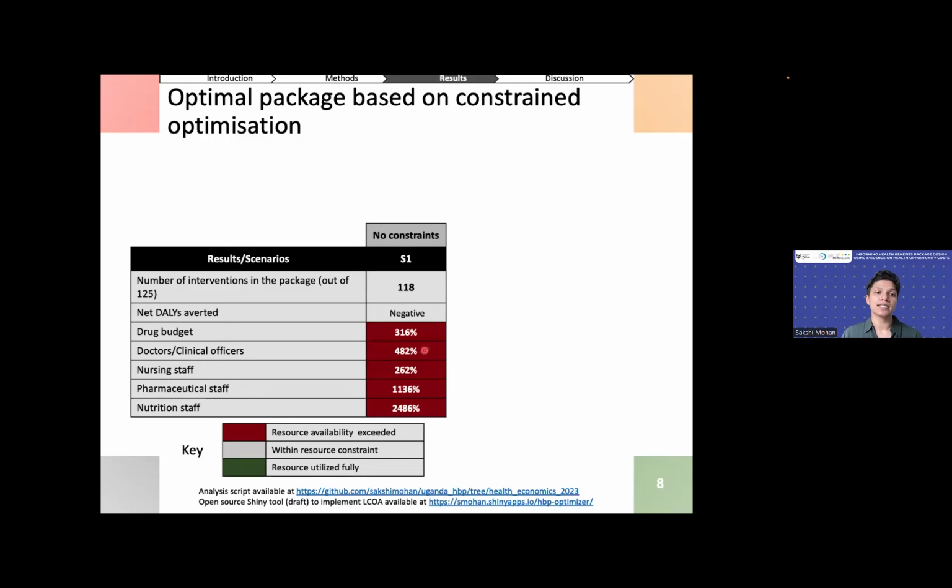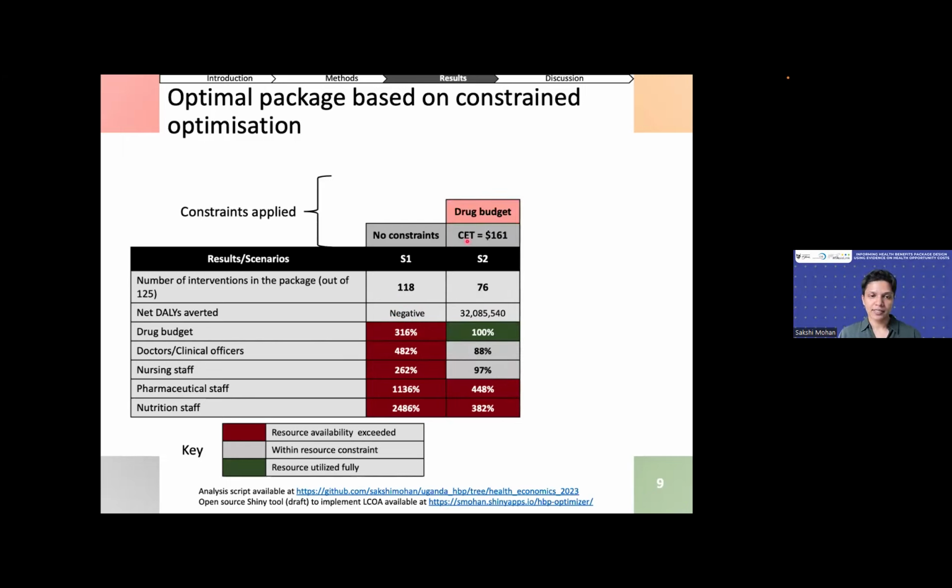But what we see is that including all of these interventions would firstly lead to a negative net DALYs averted, as well as it would far exceed the resources available in the health system. The drug budget, for example, would be exceeded by 216%, or in other words, 316% of the drug budget is needed to deliver all of these interventions, and so on for the health workforce capacity.